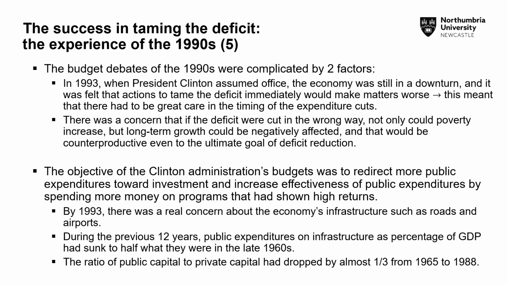So what has worked in taming the budget deficit? Well, in 1993, when President Clinton assumed office, the economy was still in downturn. That is the US economy. And there was a feeling that the actions to tame the deficit immediately would make matters worse. What this meant is that there had to be great care taken in the timing of expenditure cuts. Why does this matter? Well, when there is a recession, you don't want to cut back on government spending.